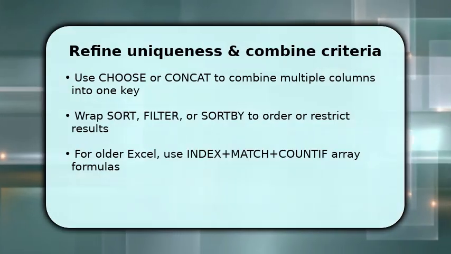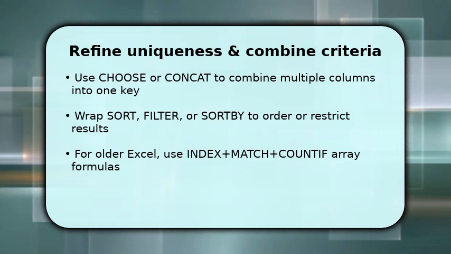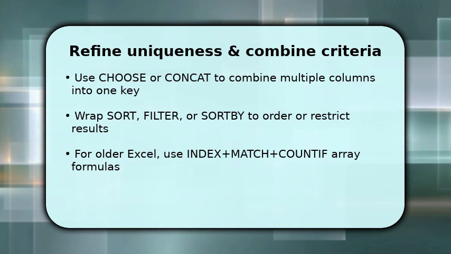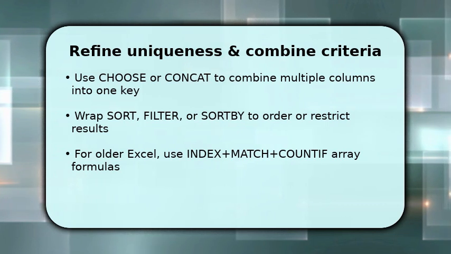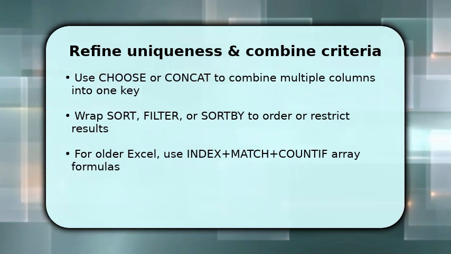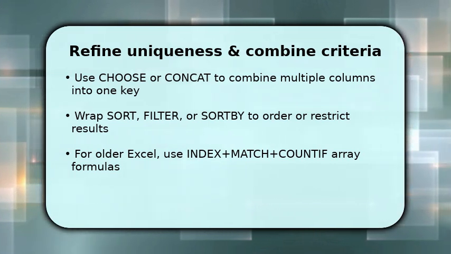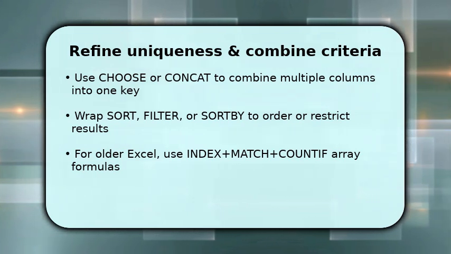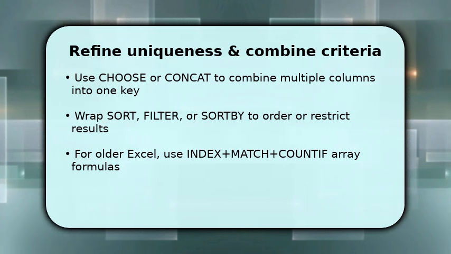Now refine how uniqueness is determined by creating a combined key. You can use CONCAT or CHOOSE to merge columns into a single comparison field. This ensures multi-column duplicates collapse correctly. Once done, wrap UNIQUE with SORT or SORTBY to get a consistent order, and add FILTER to exclude blanks or unwanted items. For older Excel without UNIQUE, create an INDEX/MATCH with COUNTIF helper column as an array-style alternative. This middle work prepares clean unique lists for reporting or lookups.